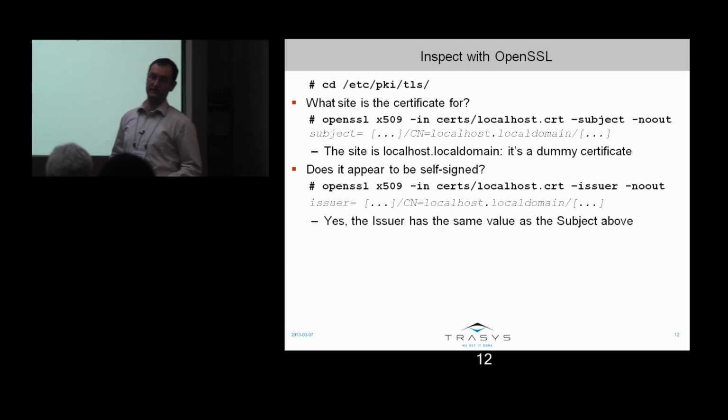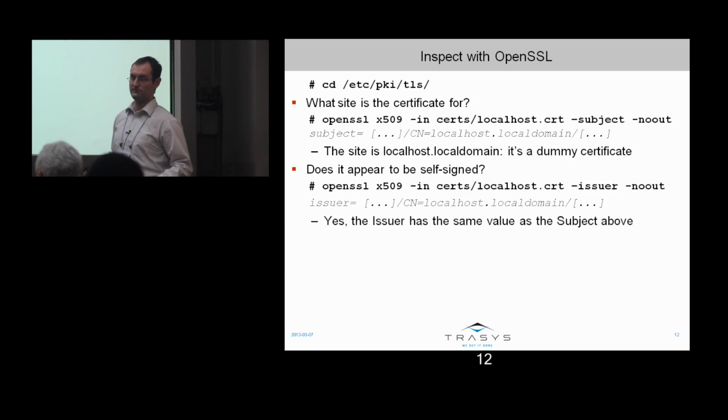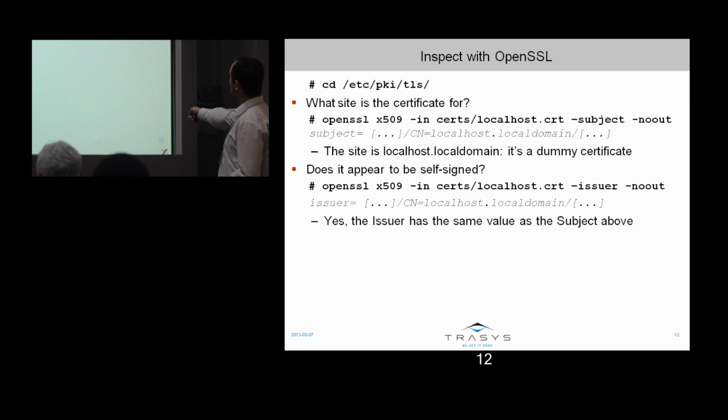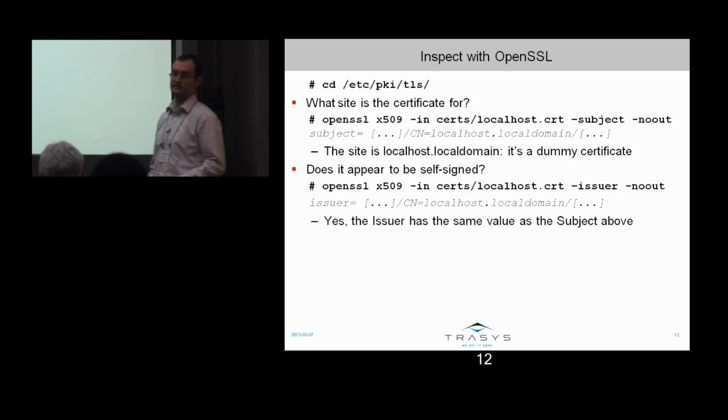Is it a self-signed certificate, like Firefox said? Let's train our OpenSSL muscles, see if it's the case. In this case, the command is, again, x509, same input certificate, and this time we're asking for the issuer, not the subject, and again, not to see the original certificate. And the output has something which seems to be the same. So there's a good chance it's a self-signed certificate.